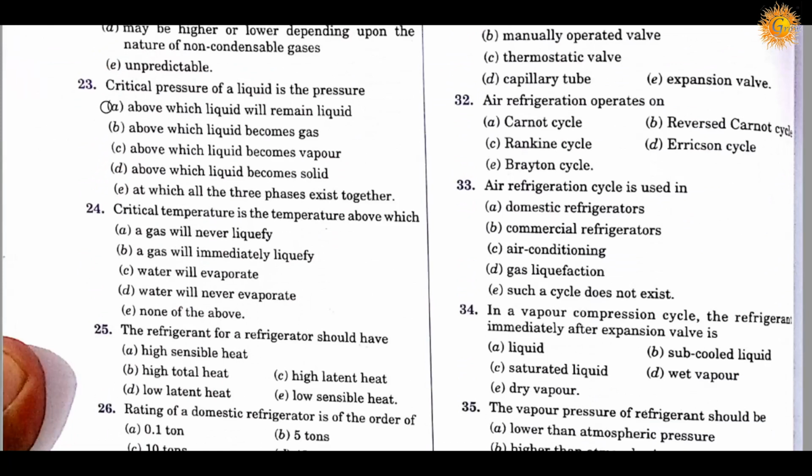Question number 23. Critical pressure of a liquid is the pressure, option A, above which liquid will remain liquid. Option B, above which liquid becomes gas. Option C, above which liquid becomes vapor. Option D, above which liquid becomes solid. Option E, at which all three phases exist together. So the correct answer is A. Critical pressure of liquid is the pressure above which liquid will remain liquid.